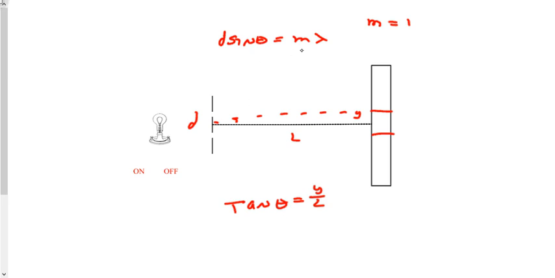Now again, m is our first maximum, so our first bright. And if D is known, then it's really easy to find our wavelength. Now you'll be doing a simulation that looks very similar to this, and you'll need to make the measurements of L and the measurements of Y in order to actually calculate the wavelength of the light that's shining.